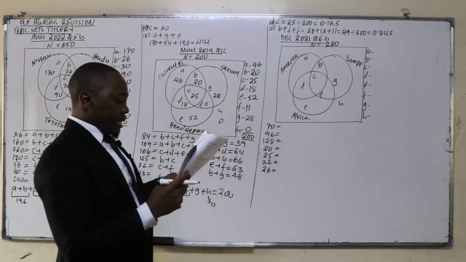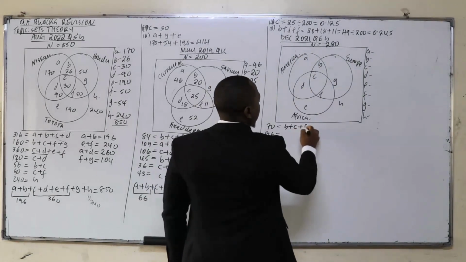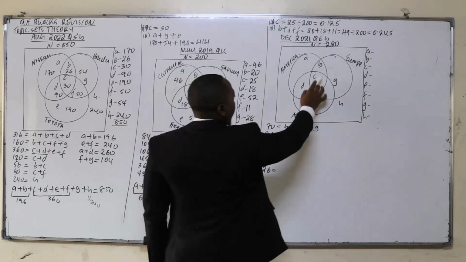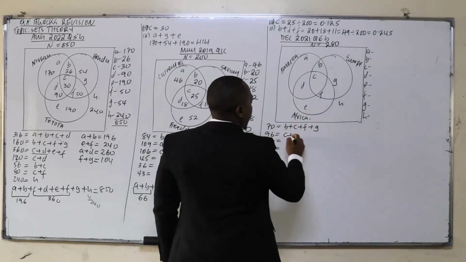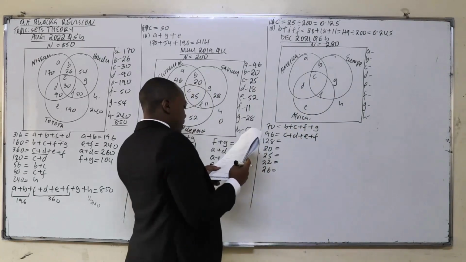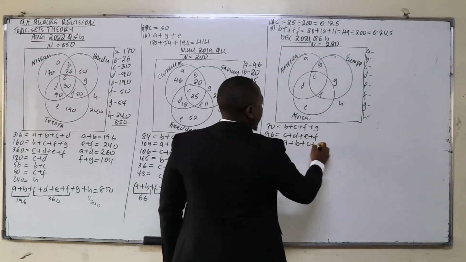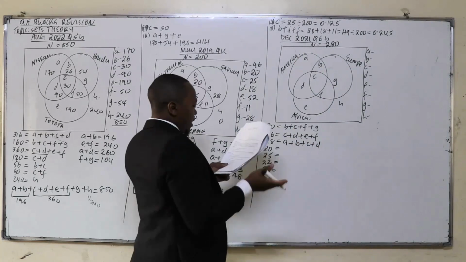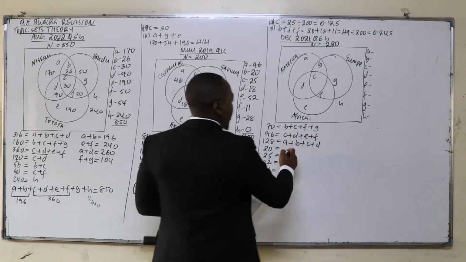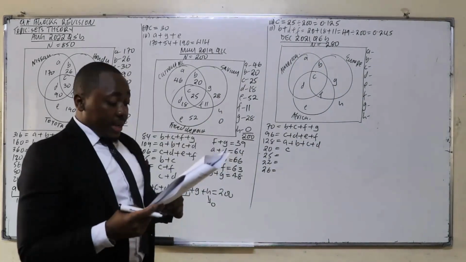70 delegates represented Europe. Those who represented Europe, we have B, C, F, G. 96 delegates represented Africa. Those who represented Africa, we have C, D, E, F. 128 delegates represented America. Those who represented America, we have A, B, C, D. 20 delegates represented all the 3 continents. Who is that? All the 3 continents, that is C.